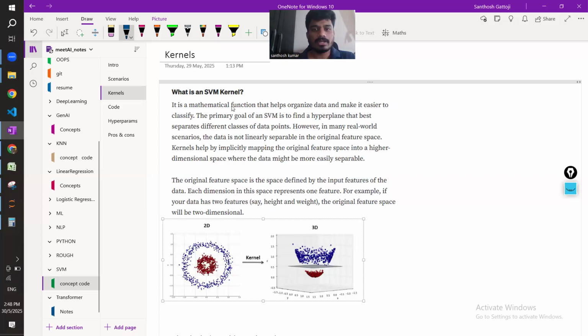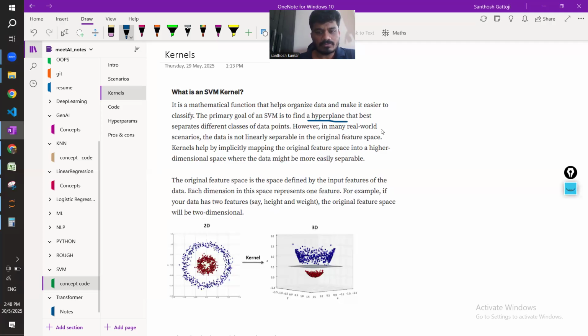But coming to SVM, the one beauty of SVM is that even though by default the data is not linearly separable, SVM can still work on those datasets by using something called a kernel and the kernel trick. So what is a kernel? It's a mathematical function which helps organize data and make it easier to classify. The primary goal of SVM is to find a hyperplane. But in most real cases, the data is not linearly separable by default, so you cannot find the equation of the plane.